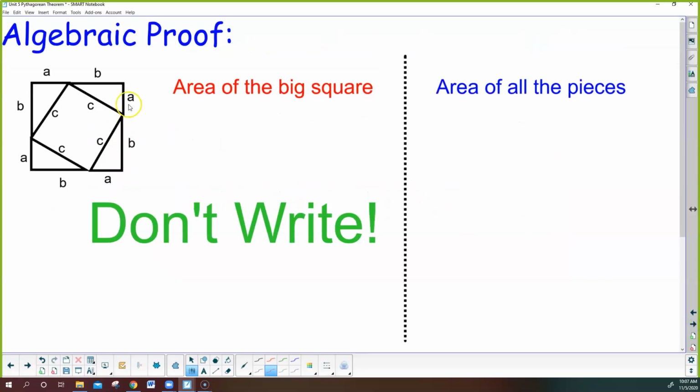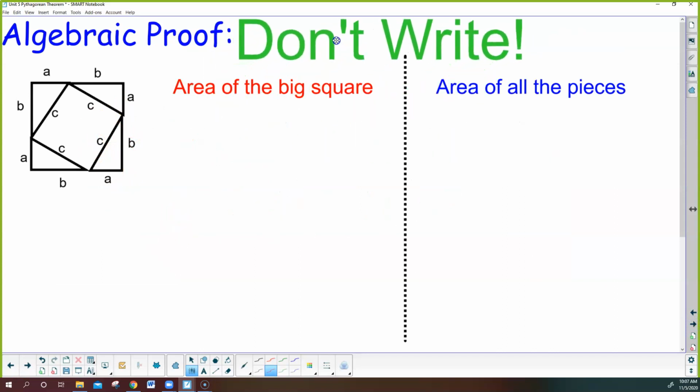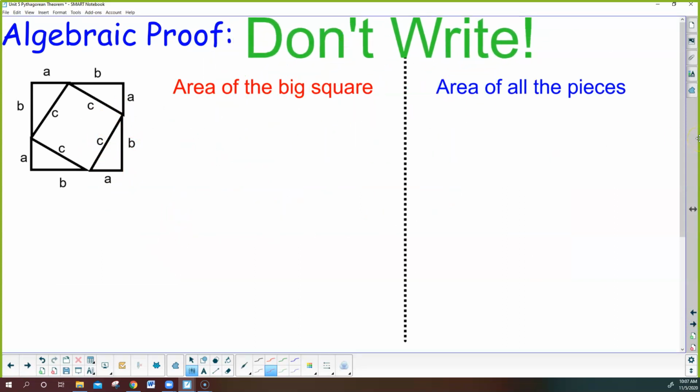I want to show you an algebraic proof. Do not write this. It's definitely not worth our time here, but I take that back. It's worth our time, but I don't think you need to follow along, and you will not be asked to recreate this. This is just something that you're kind of watching for, and hopefully you will see that this relationship helps us develop a proof for the Pythagorean theorem.